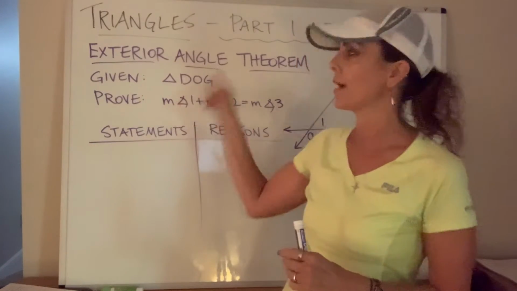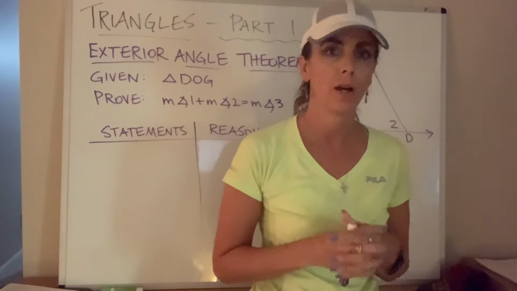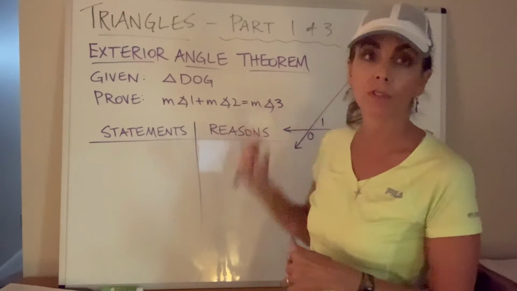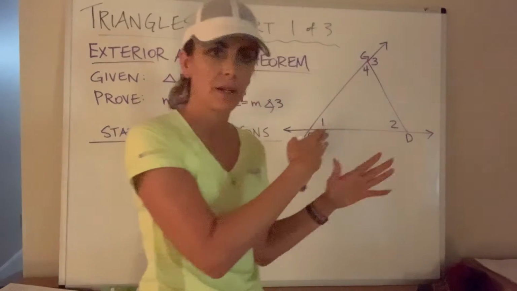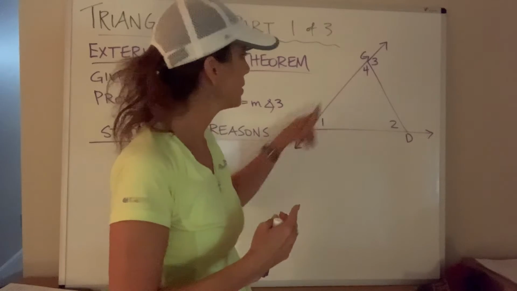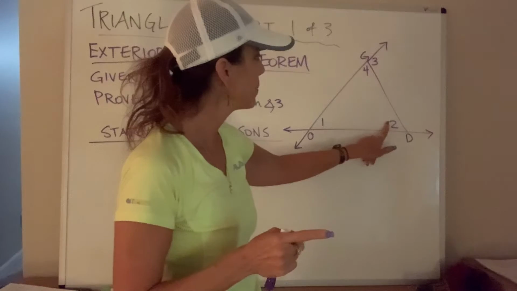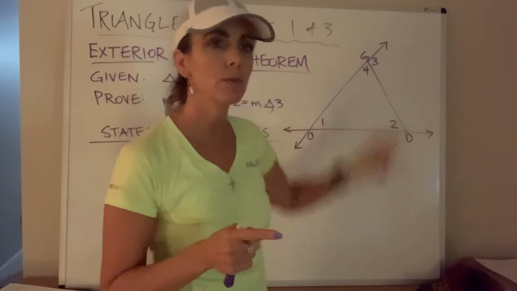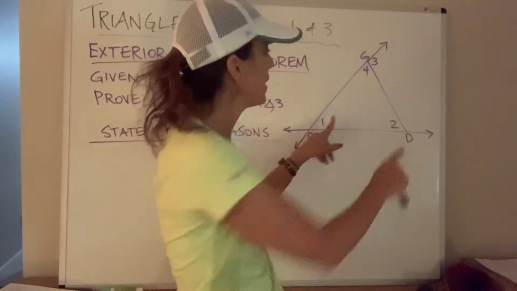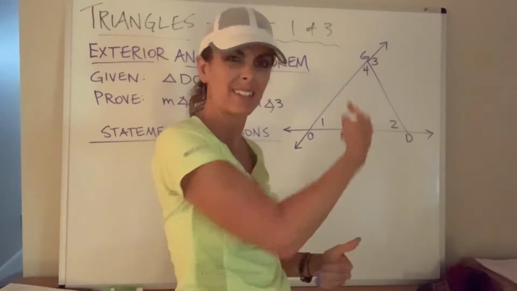We're given triangle DOG, and we want to prove from that triangle that the measure of angle 1 plus the measure of angle 2 is equal to the measure of angle 3. So let's take a look at the diagram that comes with this proof. We have triangle DOG, and we are trying to prove that the measure of angle 1 plus the measure of angle 2 is equal to the measure of angle 3. Do you see how that's the exterior angle and these are the two remote interior angles, or the two inside that are not right next to that one?